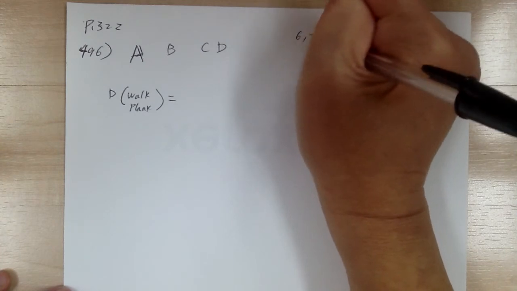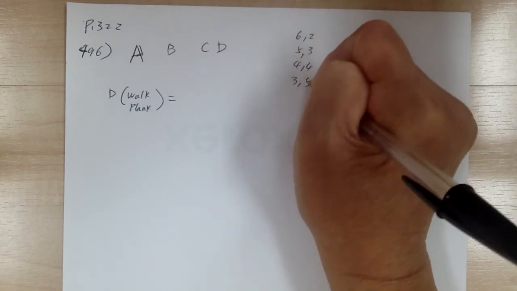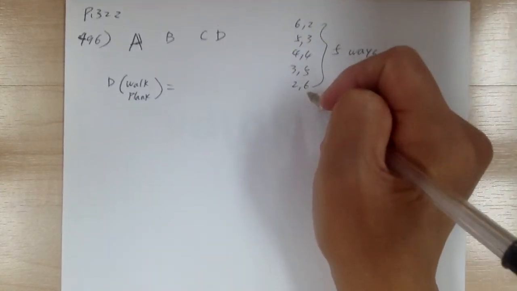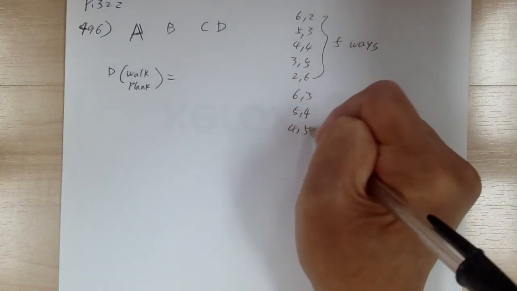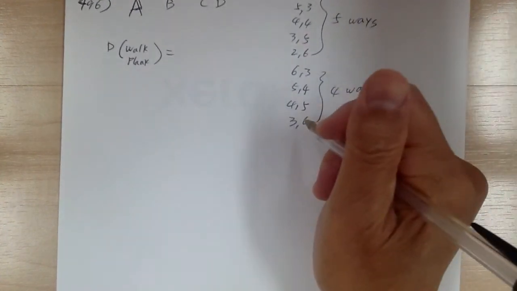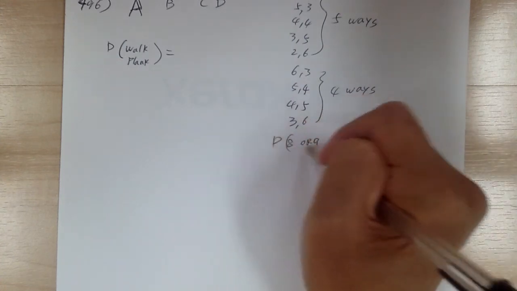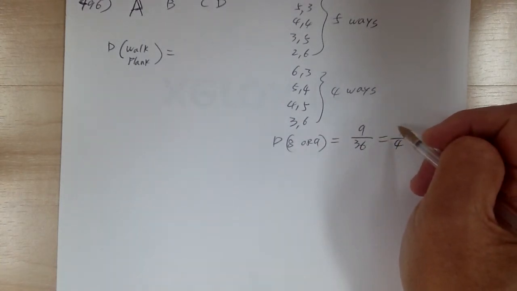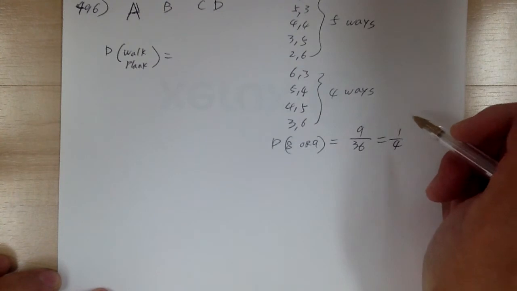So to get the 8, you get 6 and 2, 5 and 3, 4 and 4, 3 and 5, 2 and 6. So there are 5 ways for getting the 8. And the 9s would be 6 and 3, 5 and 4, 4 and 5, and 3 and 6. Okay, so there are 4 ways. So the probability of getting the 8 or 9 would be equal to a total of 9 out of 36, so it would be 1/4. Okay. So 1/4 means they did not survive.